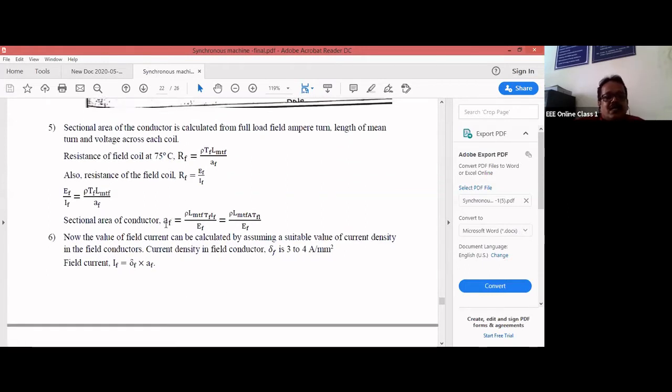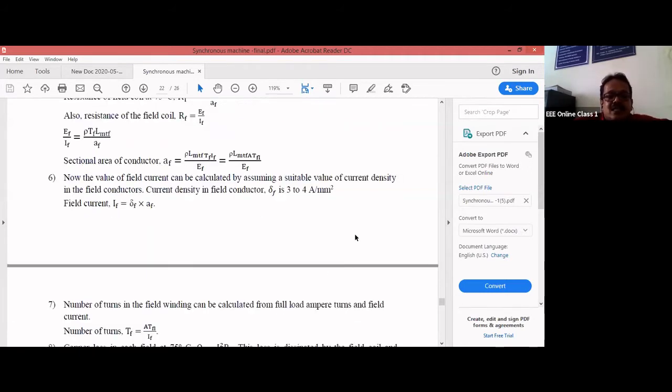So after finding AF, you can calculate the field current. To calculate the field current, IF is equal to delta F into AF. Always, if you want to calculate density, it is current by area, and you can use that formula. The current density of the field conductor always lies between 3 to 4 ampere per mm square. So once you know the density, you know AF, and you can calculate IF.